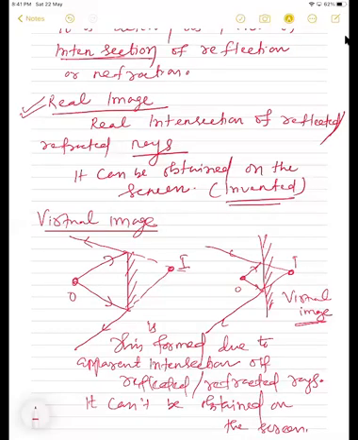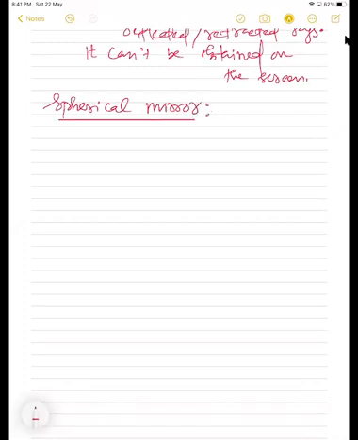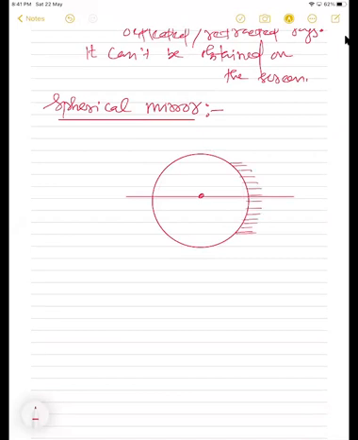Next, let's go to the few basic things that you should know about terminologies of spherical mirror. Students, a spherical mirror is part of a sphere, correct? So let this be the center of curvature, the center of the sphere, and let this part be silvered. The part on which the light strikes and gets reflected, that part is known as what?